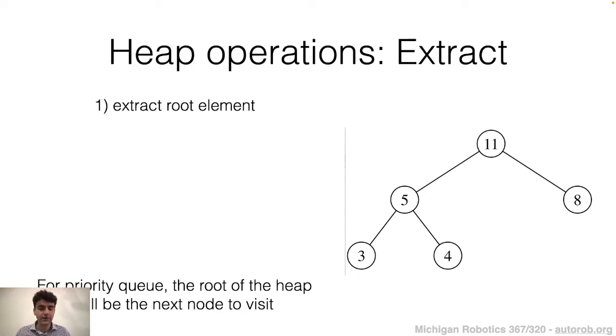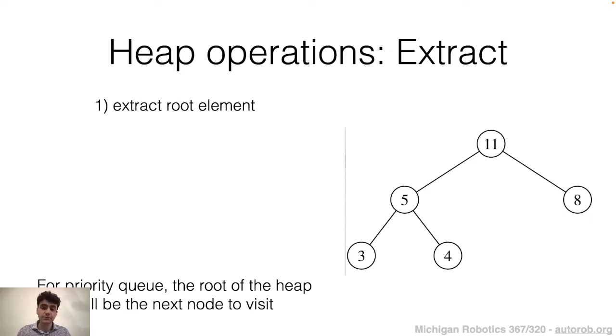you might remember that in the priority queue framework, when you're removing an element, you're always removing the element that has the minimum priority or the maximum priority. In the case of a heap data structure, the root element is guaranteed to be either the minimum priority element or the maximum priority element, depending on whether we've implemented a minimum heap or a maximum heap. In this case, we have a maximum heap.